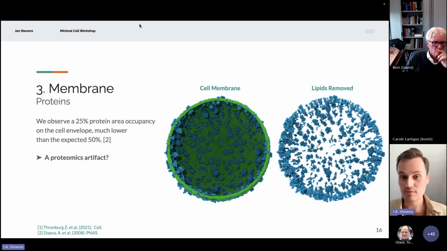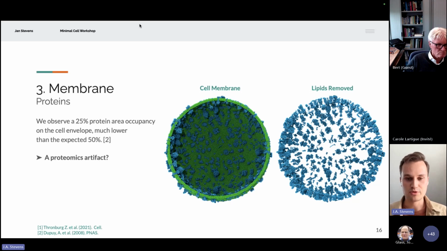And the one thing that is quite striking here in the model that we created is that if you calculate the protein area of the cell membrane, visually it already looks quite high, but if you calculate it, it's only about 25%. So the number of proteins we inserted was based on proteomics measurements. However, the occupied protein area is quite a bit lower than what you would expect from the literature value. So you would expect about 50% of the cell to be covered by proteins, but in this case, it's only 25%. So this might indicate an artifact in the trypsin digestion that is used to calculate the proteomics on which we base our cell modeling pipeline.